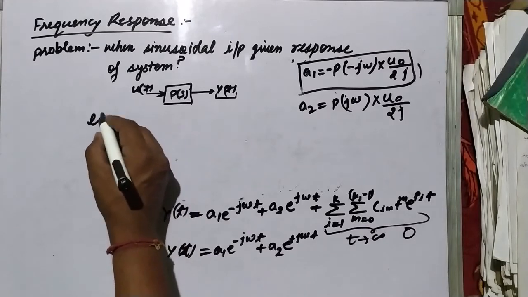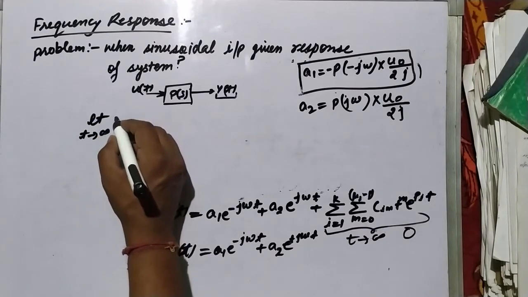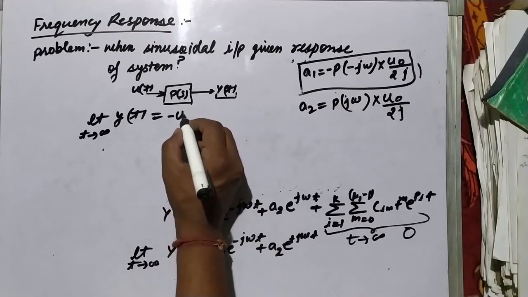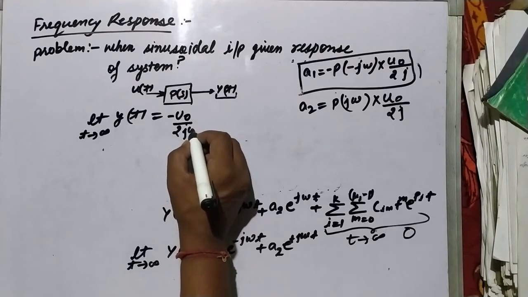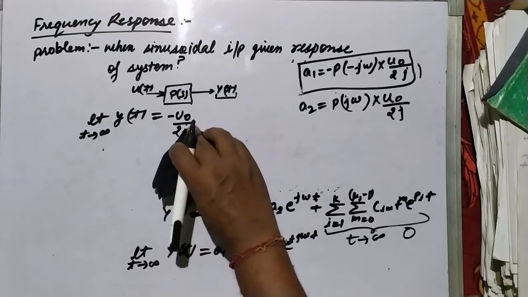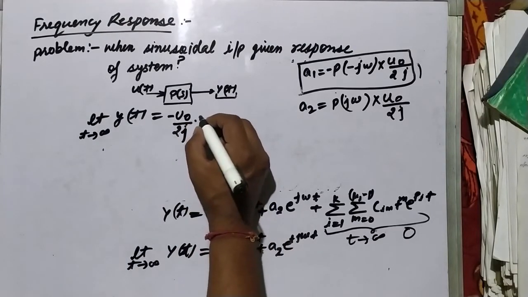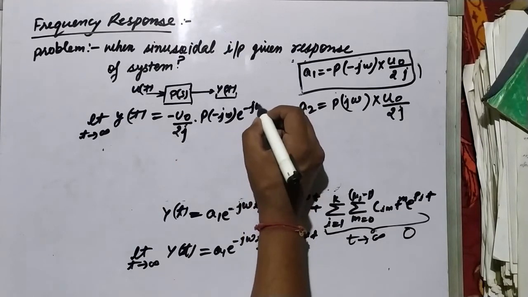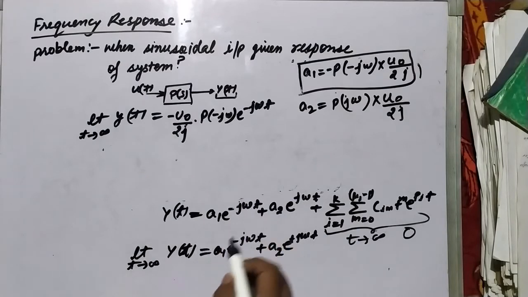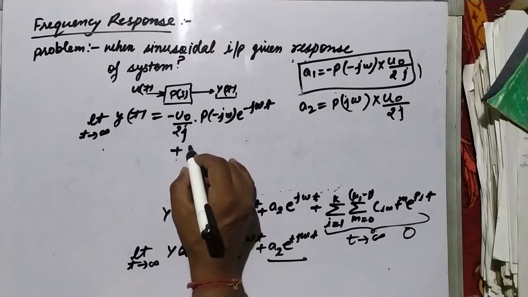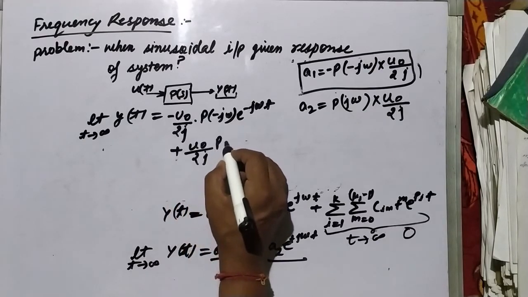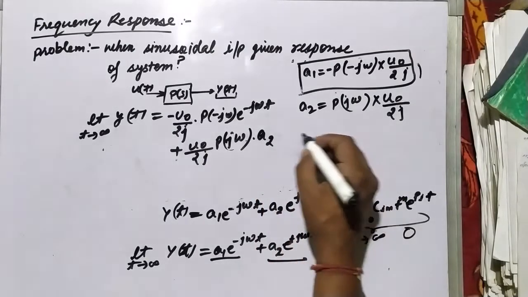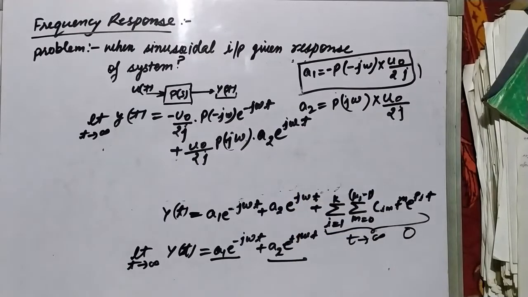So the limit as t tends to infinity of y(t) equals, putting in the A1 value, minus u naught divided by 2j times (p minus j omega), and e to the power minus j omega t. This is this term, and now this one becomes u naught over 2j times p(j omega), which is A2, times e to the power j omega t.